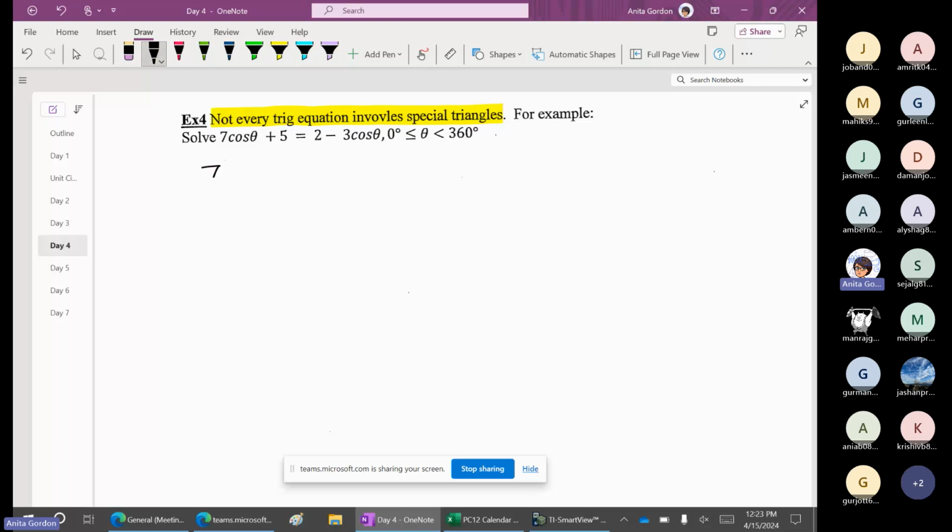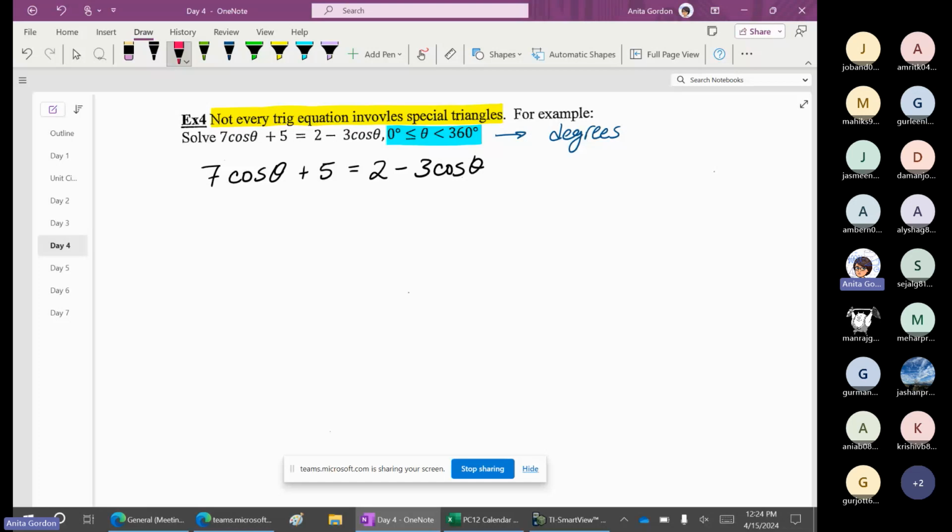Okay, so I begin with this equation. 7 cos theta plus 5 equals 2 minus 3 cos theta. It's asking us for a solution between 0 and 360. And notice that this question is in degrees. So when I work with my calculator, I've got to make sure that my calculator is in degrees. 0 and 360 means I'm only looking for a solution in one rotation. Okay? I'm looking to solve for theta. I'm interested in suggestions. How and where would you start?